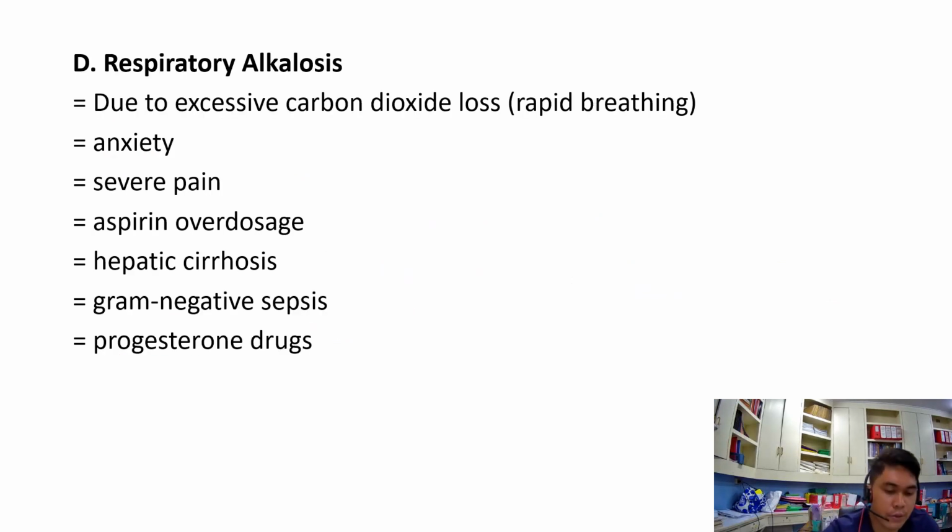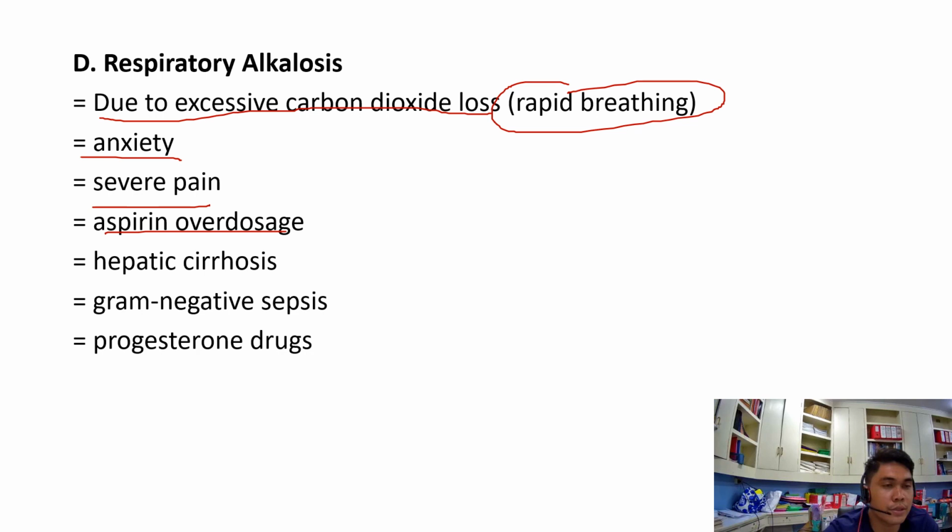Next is respiratory alkalosis. Respiratory alkalosis is due to excessive carbon dioxide loss, from rapid breathing or hyperventilation. Causes of hyperventilation include anxiety, severe pain, aspirin overdose, hepatic cirrhosis, gram-negative sepsis, and progesterone drugs. So the cause of respiratory alkalosis is hyperventilation, while for respiratory acidosis it's hypoventilation.